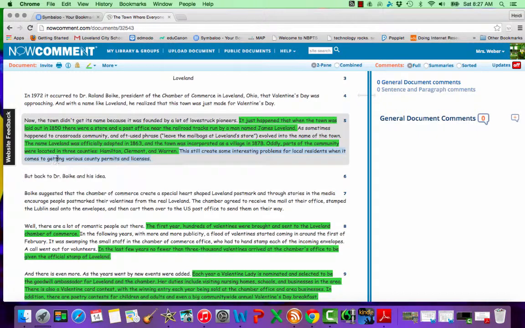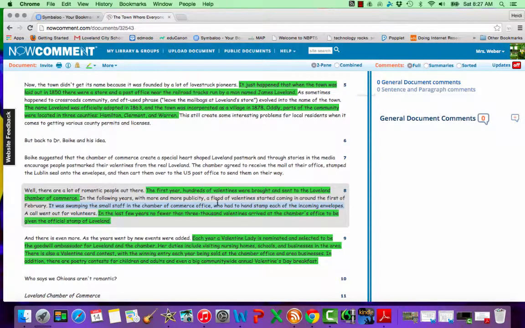Oddly, parts of the community were located in 3 counties, Hamilton, Claremont, and Warren. I know that to be factual. I live in Claremont, but work at Loveland Schools in Hamilton. We're all a part of the Loveland community.